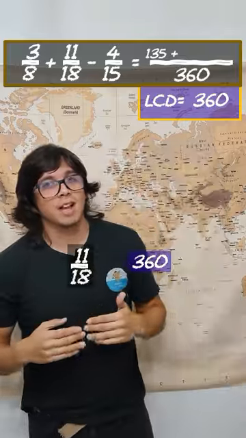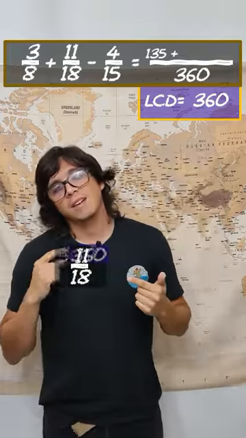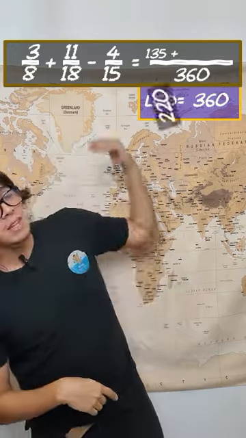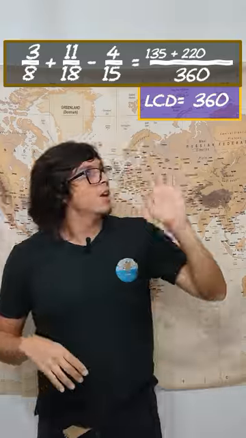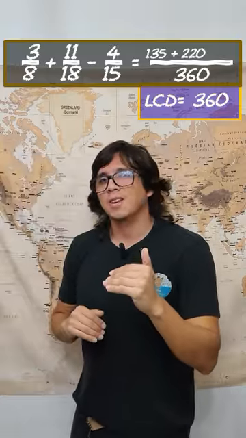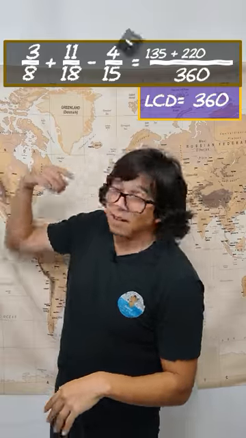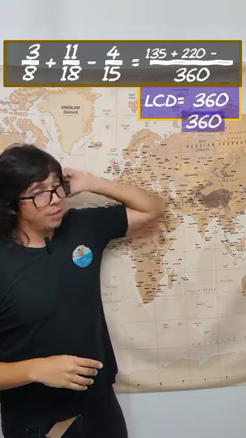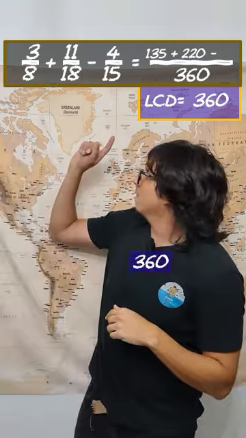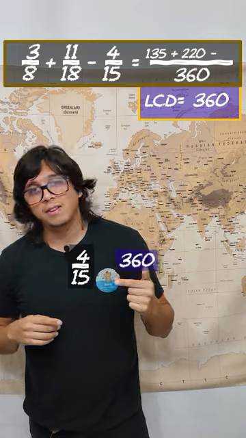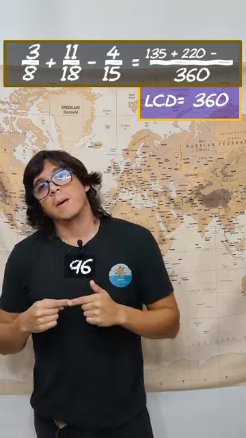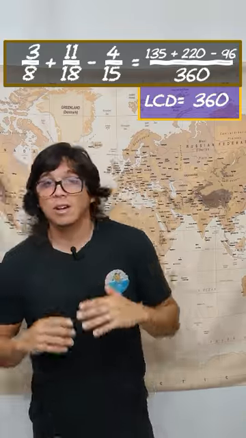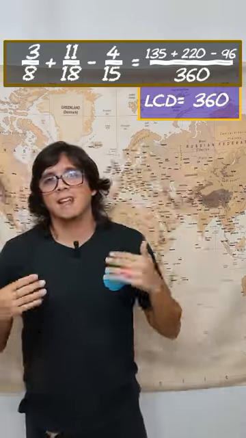Now we multiply 360 times the second fraction, the 11 over 18. So 360 times 11 divided by 18 is 220. It was the second fraction, so we write it as the second number in the numerator. Then we have the minus sign, and we also write it. Finally, we multiply the least common denominator, 360, times the last fraction, 4 over 15. 360 times 4 divided by 15, we get 96, and we move it to the answer. It was the last fraction, so it is the last number.